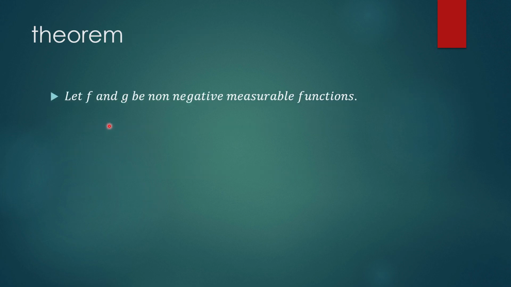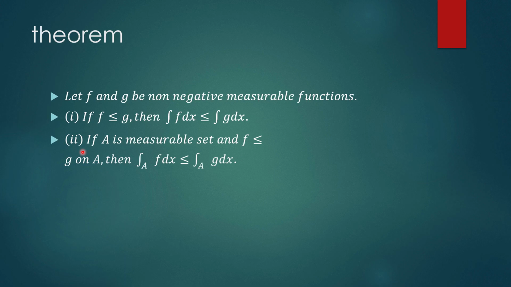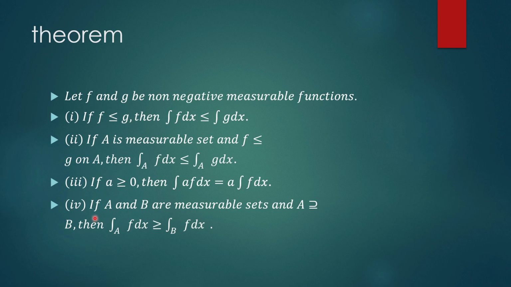Theorem: let f and g be non-negative measurable functions. Number 1: if f is less than or equal to g, then the integral of f dx is less than or equal to the integral of g dx. Number 2: if A is a measurable set and f is less than or equal to g on A, then the integral of f over A is less than or equal to the integral of g over A. These are all simple results. Number 3: if a is greater than or equal to 0, then the integral of af dx is equal to a times the integral of f dx. Number 4: if A and B are measurable sets and A is a superset of B, then the integral of f over A will be greater than or equal to the integral of f over B.